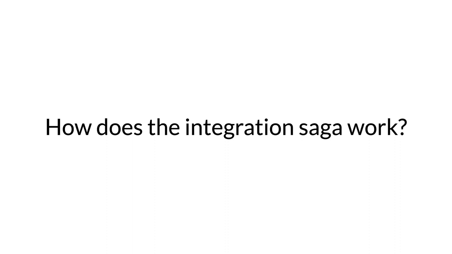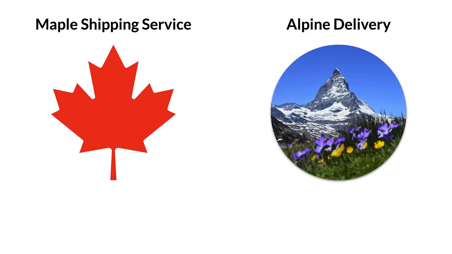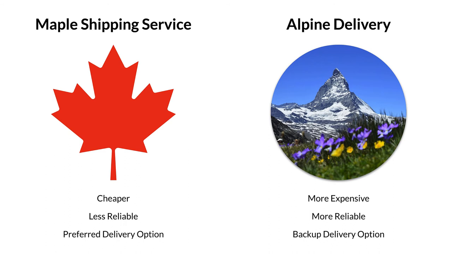Our shipping adapter needs to control shipping a package through one of two possible shipping providers. To avoid any unpleasant uses of registered trademarks, let's call our two fake shipping services Maple Shipping Service and Alpine Delivery. In our fictional world, Maple is currently cheaper. However, it also seems to be less reliable. This makes Maple our preferred delivery option. However, there is a 24-hour delivery SLA with our customers, so if Maple doesn't respond to our shipment request on time, we need to ask Alpine to deliver the package instead.